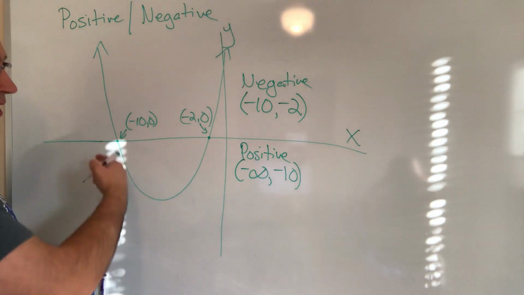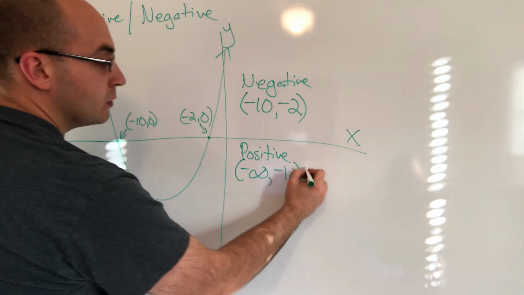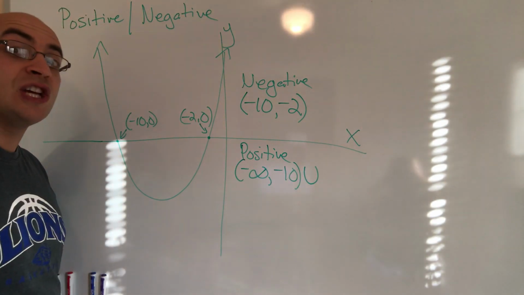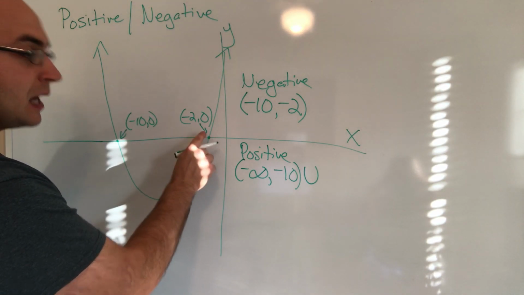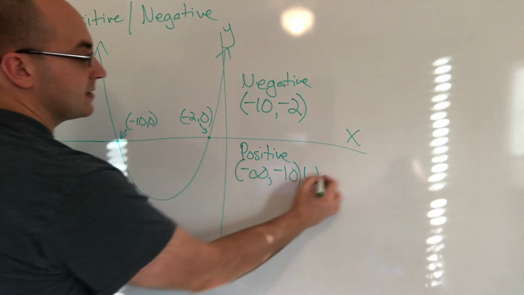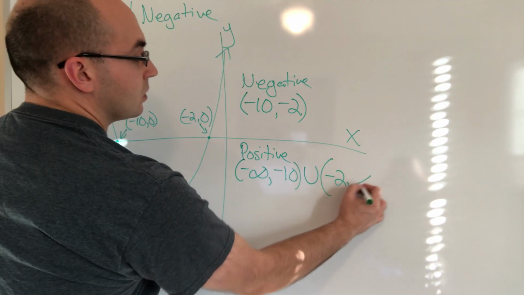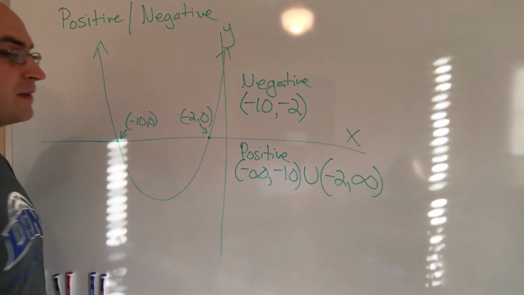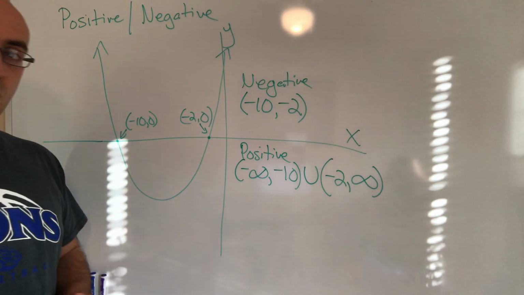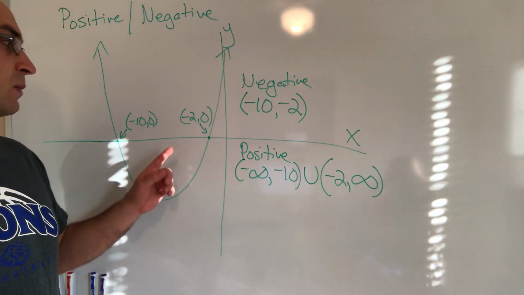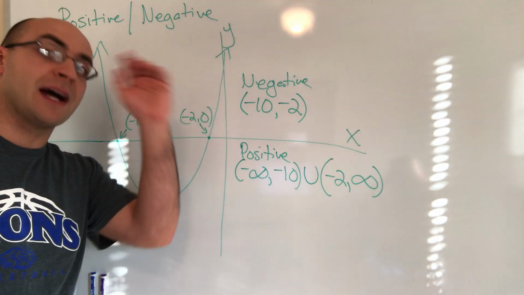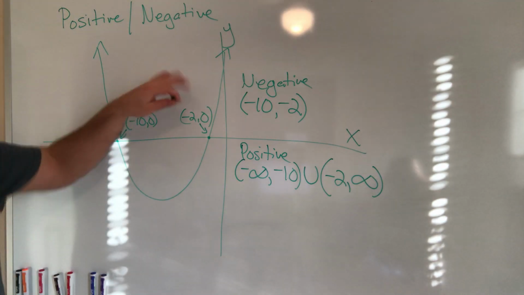And, because there's a break here, it doesn't connect. And we represent and by a U, meaning union, meaning and, right? And it picks back up being positive or above the x-axis at negative 2, and it goes all the way to positive infinity. So, negative is where it's below the x-axis, but I have to represent that by x values. And positive is where it's above the x-axis, but again, I have to represent it by x values. All right? So that's positive and negative.